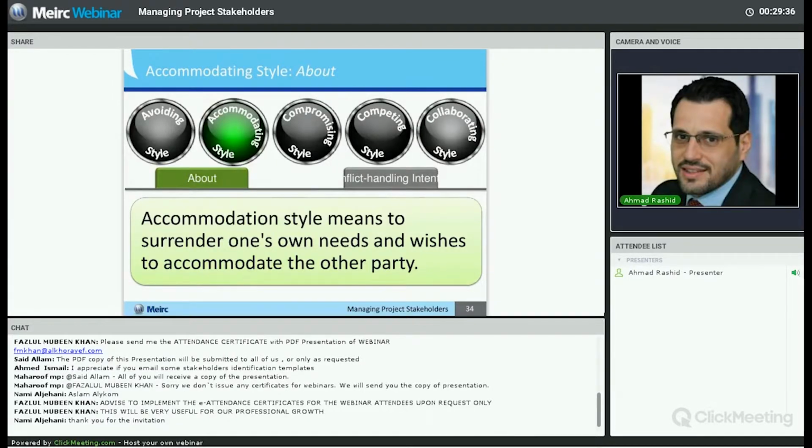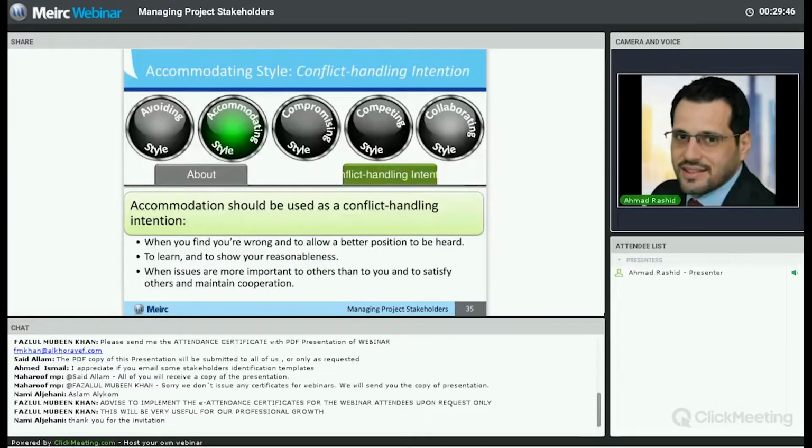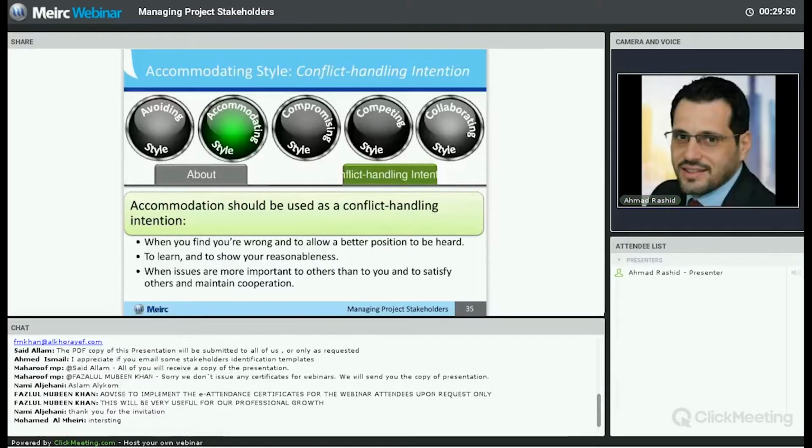This is where you tell the stakeholder it will be your way, not my way. But do remember that if you always keep doing that, stakeholders will take advantage of you, and this is again not a win-win situation. So when do we use accommodation? We use accommodation to build social credits with others. We use accommodation to minimize loss, and we use accommodation when we want harmony and stability in our relationships with stakeholders. So this is basically when we need to use accommodation.